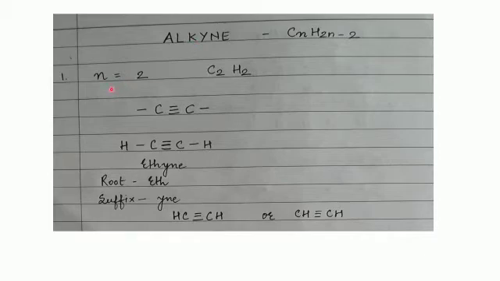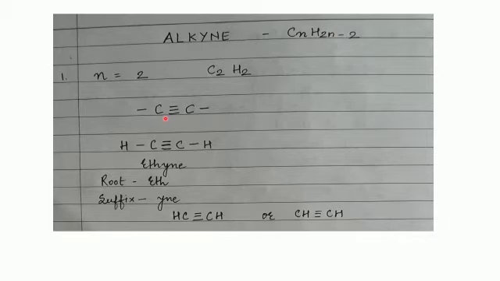We know that there should be a triple bond between at least two carbon atoms, and hence we begin with the value of n equal to 2, where n is the number of carbon atoms. Accordingly, the first member of the alkyne series will be C2H2. The name of this compound is ethyne. Let us see the structure.